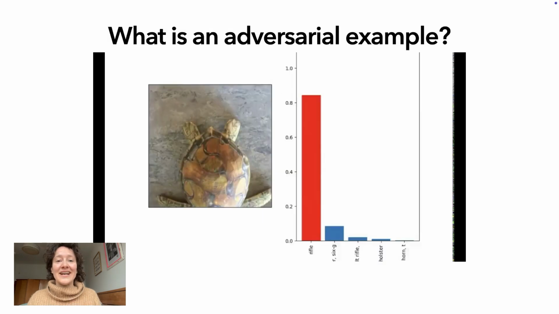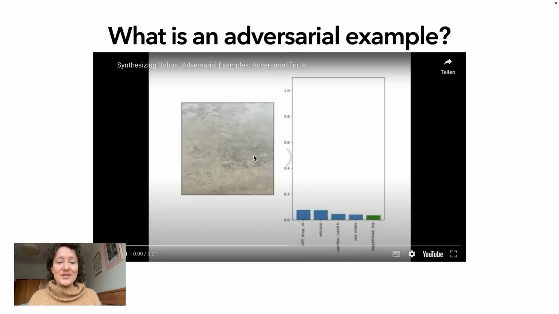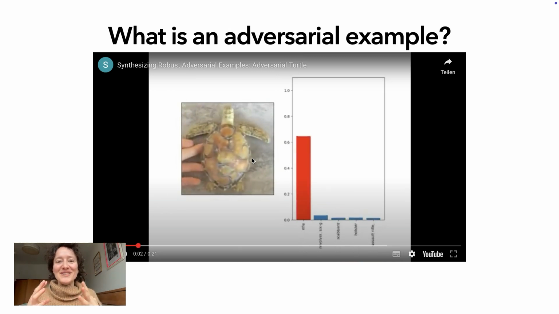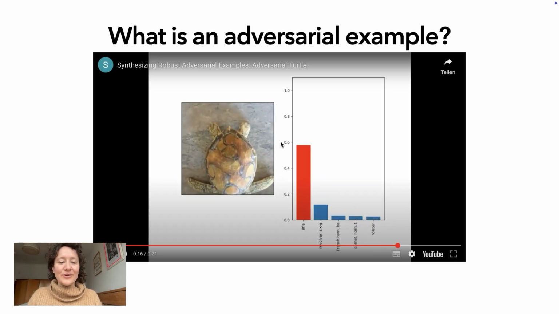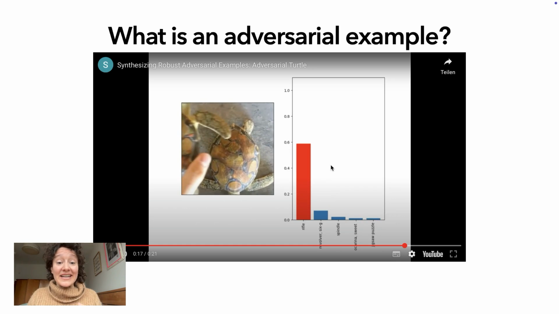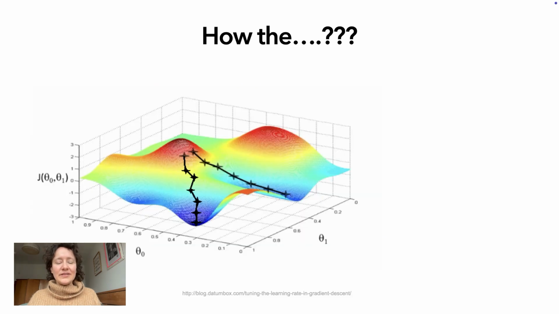And I'm not alone. There's many years of research on this. I'm going to show you a YouTube video. This is a turtle that was 3D printed. You probably can't see it, but from every angle, this turtle is classified as a rifle. It has this psychedelic looking pattern on it, and this pattern is a specifically chosen noise pattern that takes it from a turtle and makes it classified as a rifle. And so, how does this exactly happen?